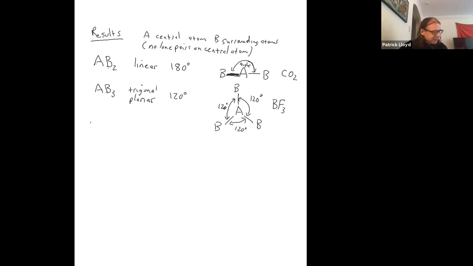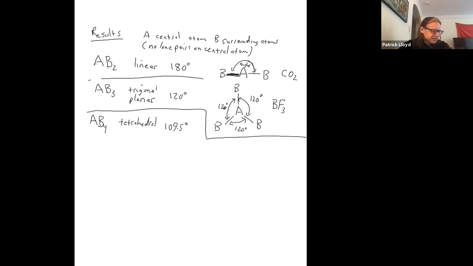The next one is what happens when you get 4 surrounding atoms. Again, no lone pairs on the central atom. This one is called tetrahedral. And the angle is 109.5 degrees. Now I want to separate this. I came down a little bit too much there. So let me draw lines through these just so that you can see they're separate. Okay, this is called tetrahedral. It's 3-dimensional. Now, what happens is when it's 3-dimensional, there are different ways to draw it.